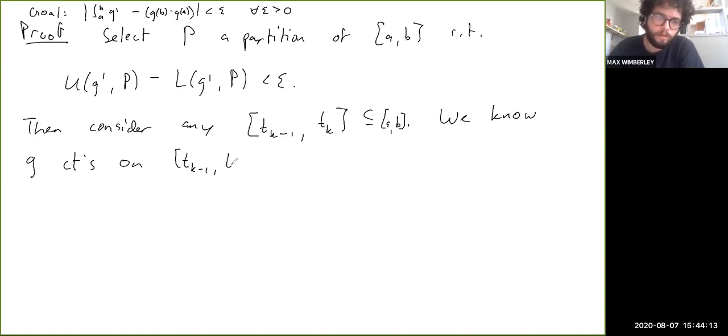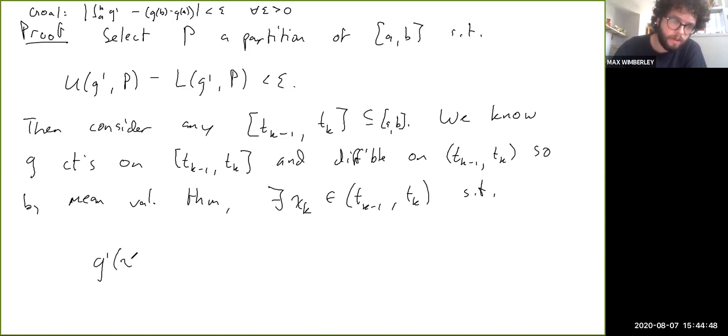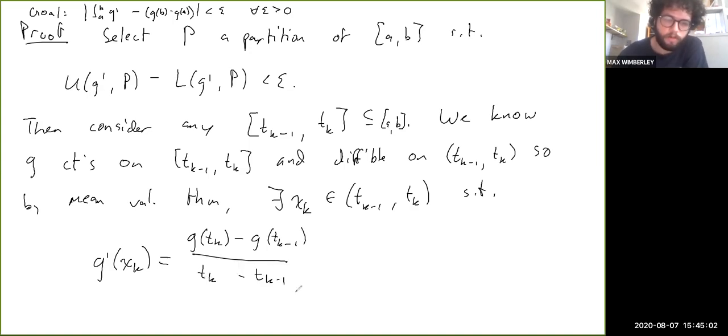We know g is continuous on [t_{k-1}, t_k] and differentiable on (t_{k-1}, t_k). So by the mean value theorem, there exists an x_k in the open interval (t_{k-1}, t_k) such that g prime of x_k equals (g of t_k minus g of t_{k-1}) over (t_k minus t_{k-1}).